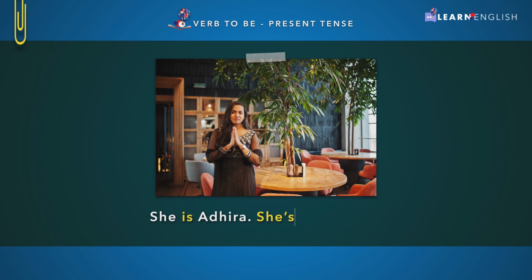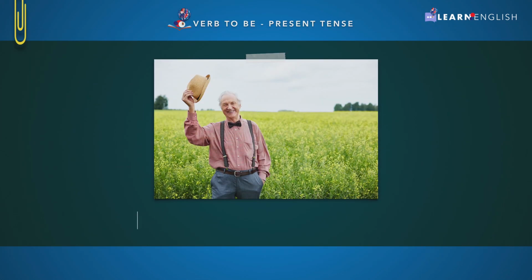We can also use the verb to be to give information about a person. For instance, she is Dura. She is from India. We are introducing a person by saying her name and where she is from. We can also use the same form to give information about ourselves. For instance, hello, I'm George. I'm from America.